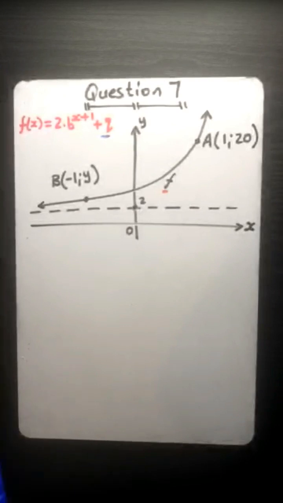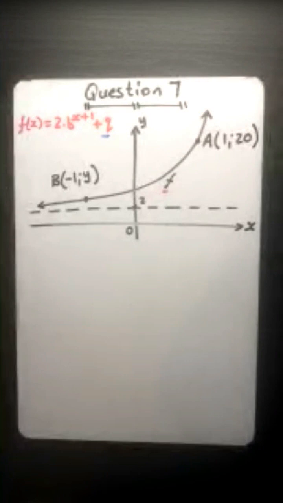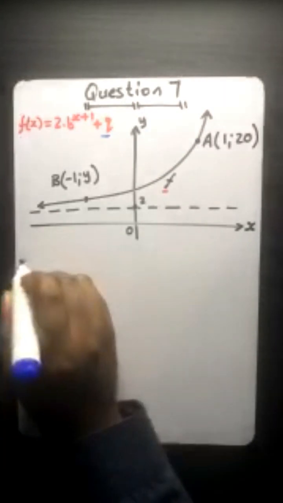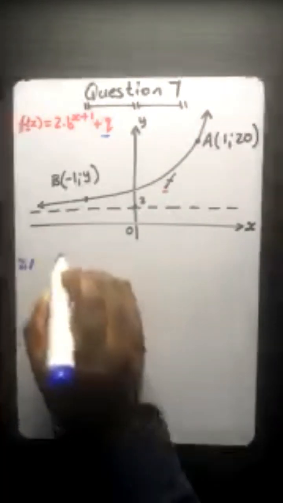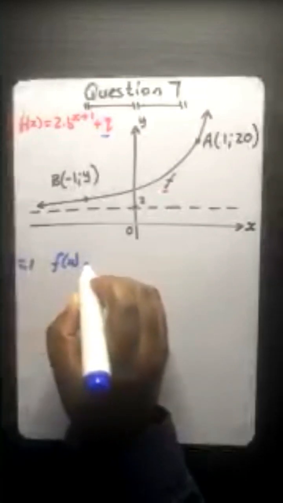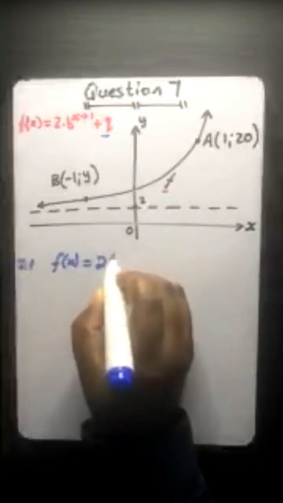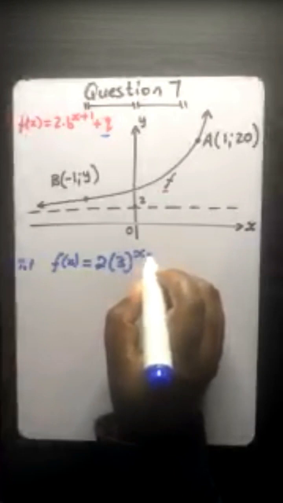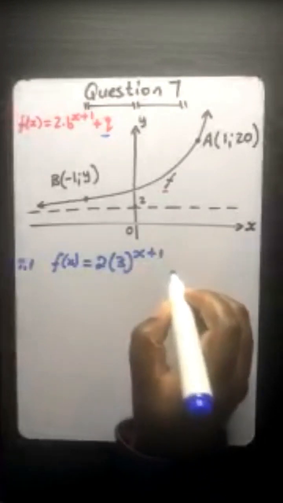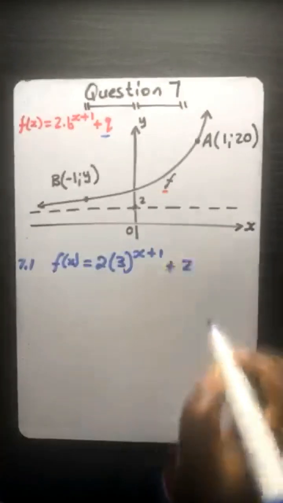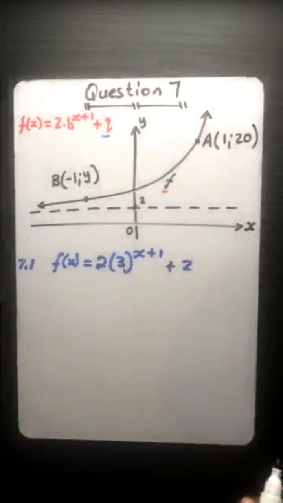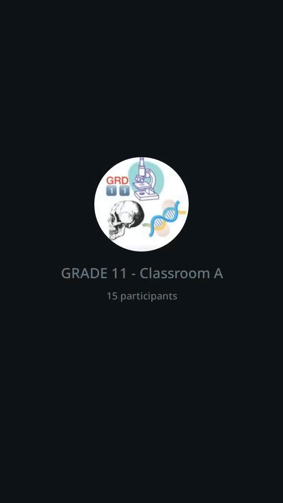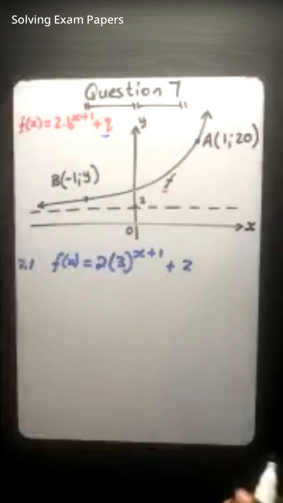Okay, first question. Show that the equation of f is, this is what they want you to show. Show that the equation of f is f of x, which is equals to 2 into 3 to the exponent x plus 1 plus 2. I'm telling you guys, if you can show that, they are going to give you 3 marks.